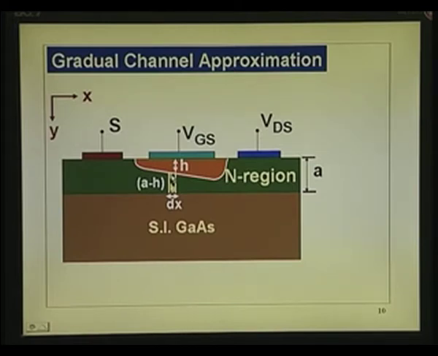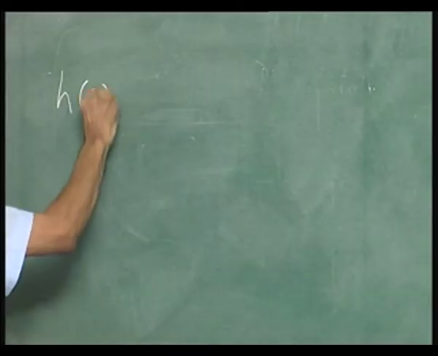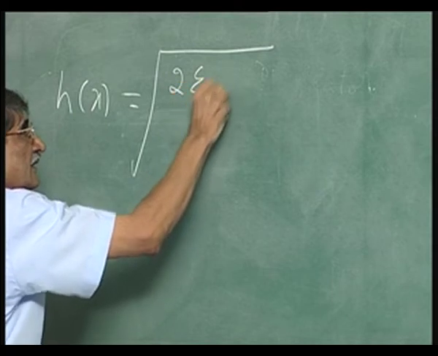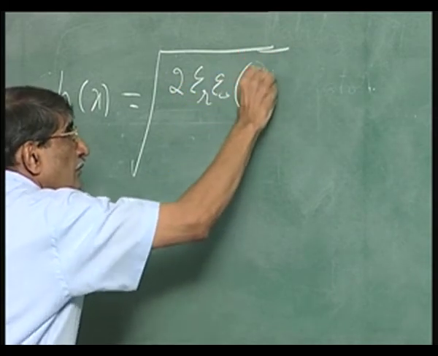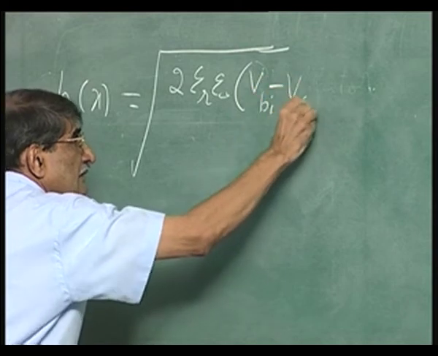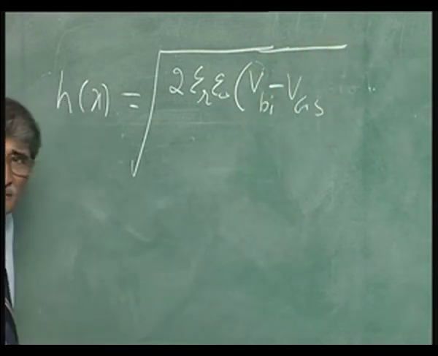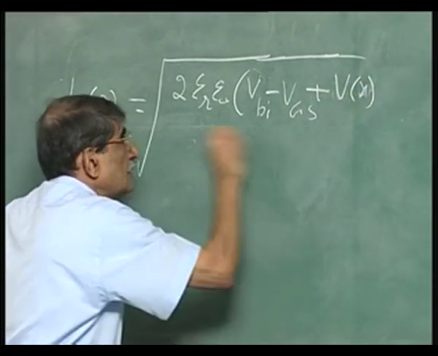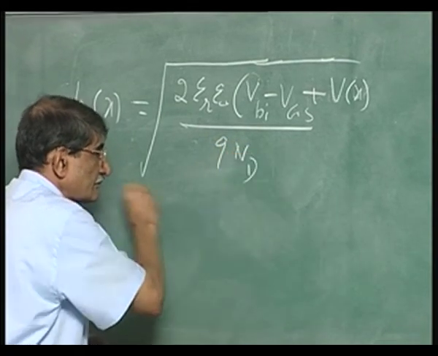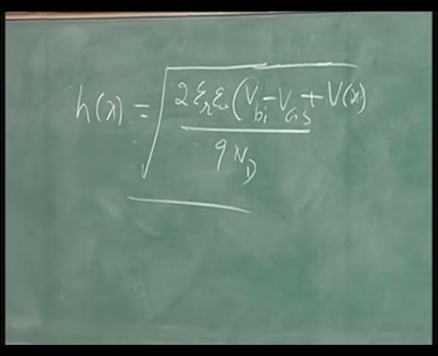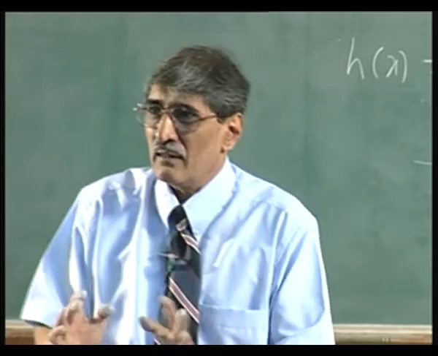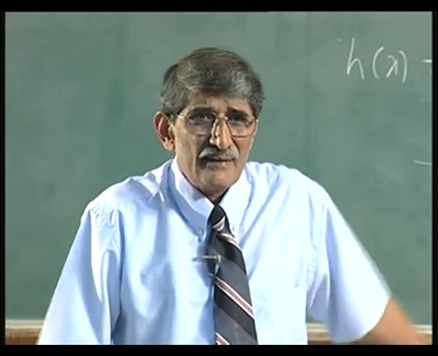See, the h at any point can be written as the square root of twice epsilon r epsilon 0 into whatever potential we wrote last time, but now what you have got is plus V of x, the drop that comes up, divided by q and d. Please remember, if you write an expression for h, the channel thickness is A minus h, and current and voltage are related by V equals I into R. R is that thickness. That is all what you are trying to find out again.